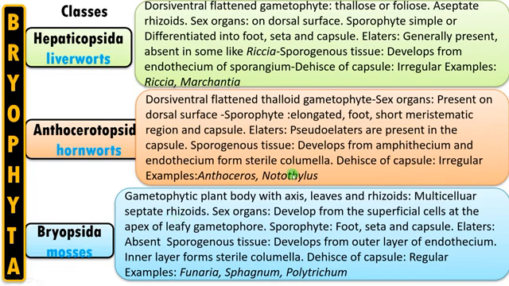So let me summarize. The three classes of bryophytes are Hepaticopsida, the liverworts, Anthoceratopsida, the hornworts, and Bryopsida, the mosses, the most advanced group among bryophytes. Remember, bryophytes are the most diverse group of plants after flowering plants or angiosperms, with approximately 15,000 to 25,000 species.